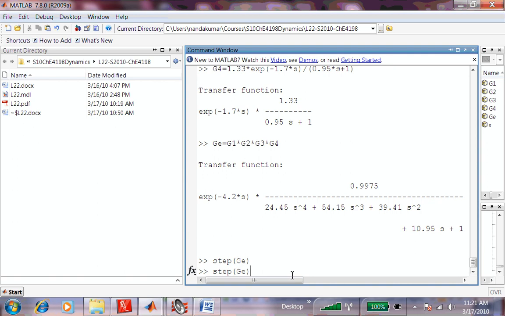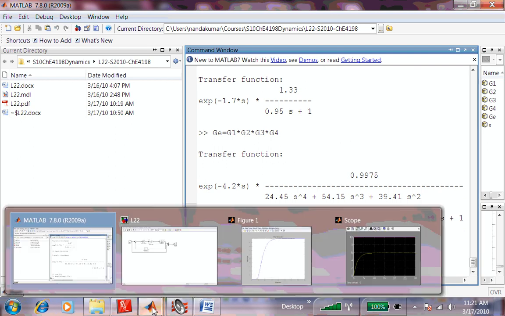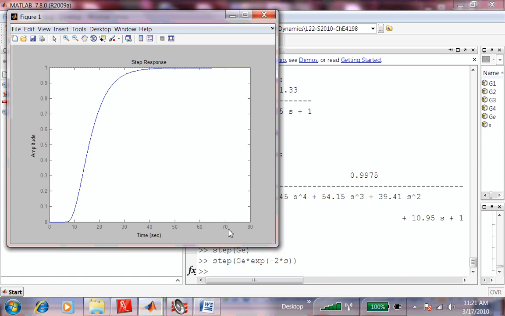Okay. So what I need to do is I need to put an additional pure delay. That means I'm just going to multiply this by exponential of minus 2 times s. Otherwise, my estimate of the time constant will be pretty bad. Yeah. No, thank you for fixing that. Okay.